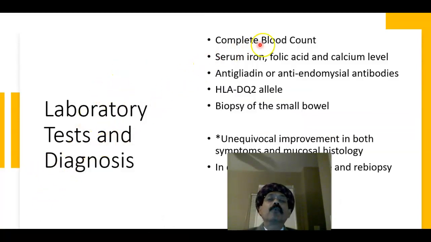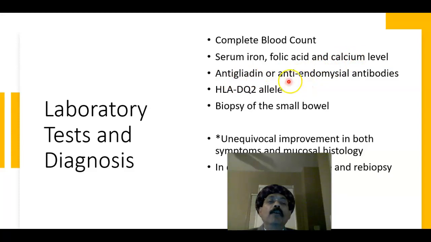Laboratory tests and diagnosis: a complete blood count will show the picture of anemia, and the hemoglobin level may be low. The RBCs may be microcytic in case of iron deficiency anemia. They may be macrocytic in case of folic acid or vitamin B12 deficiency anemia. Serum iron study, folic acid level and calcium level studies are very important to diagnose the particular type of anemia, or to find out the blood calcium level to assess bone health.